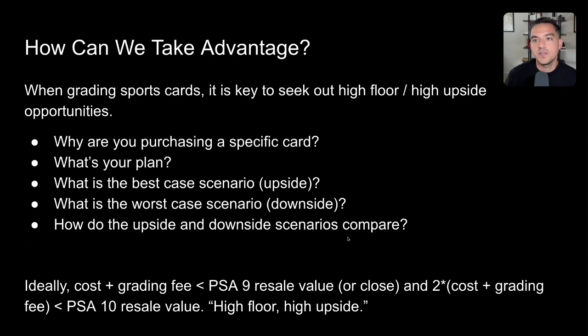cost plus grading fee would be less than the PSA 9 resale value, or at least close. So you want to break even, lose a little, make a little. And then 2 times the cost plus grading fee is less than PSA 10, meaning if you get a PSA 10, you're able to basically double your money or more. So that's it. That's the asymmetric payoffs in sports cards. That's how I think about buying and grading and selling cards.